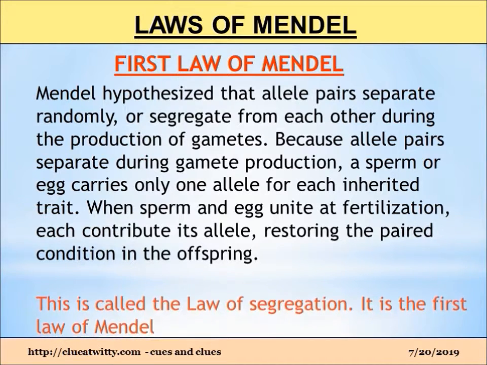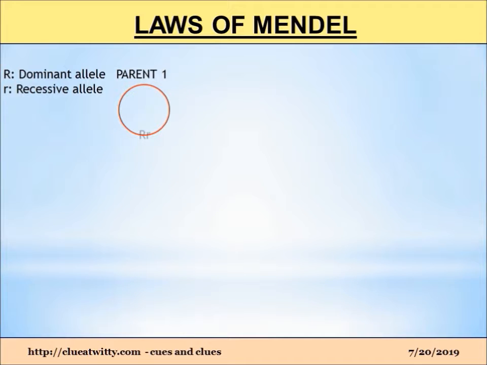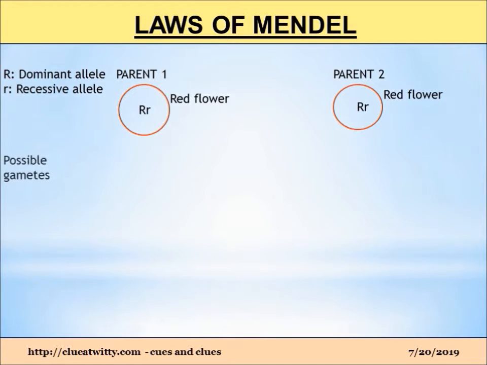This cross further explains clearly the first law of segregation. I have taken two plants of the first generation from the previous cross. That is, the parents are heterozygous in nature for red flower. Their genotype is capital R small r and capital R small r. According to Mendel, they segregate during gamete formation. So the possible gametes of the first parent are capital R and small r, and similarly from the second parent, capital R and small r.